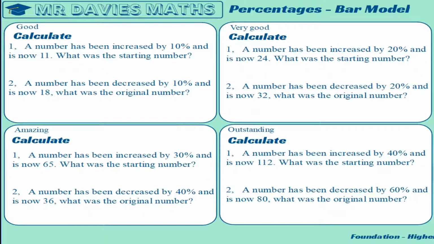Okay, here we go. Here come the answers. Give them a tick, give them a cross. So the starting number was 10, the starting number was 20, the starting number was 20, the starting number was 40, 50, 60, 80 and 200. Fingers crossed you've understood that.